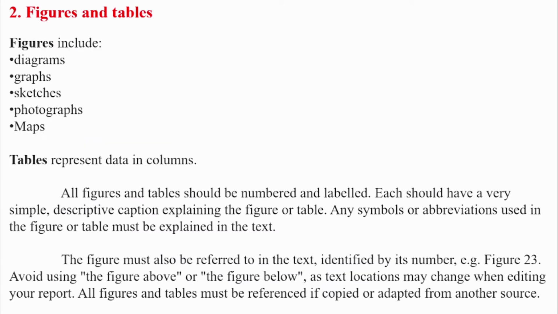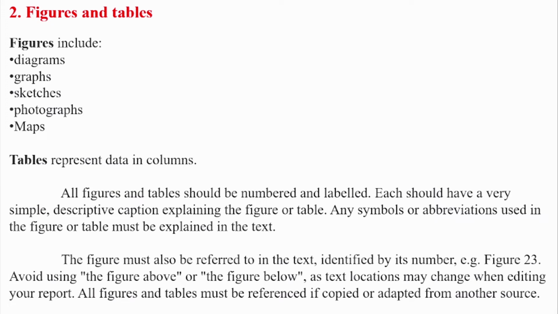Then next, second, we have figures and tables. So figures include first diagrams, second graphs, third sketches, fourth photographs and fifth maps. Then tables represent data in columns. So all figures and tables should be numbered and labeled. Each should have a very simple descriptive caption explaining the figure or table.